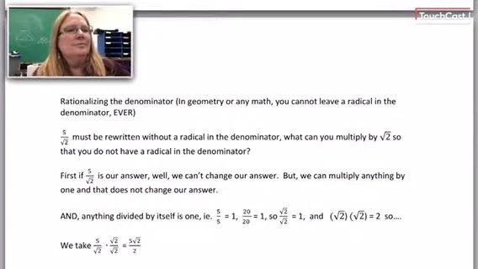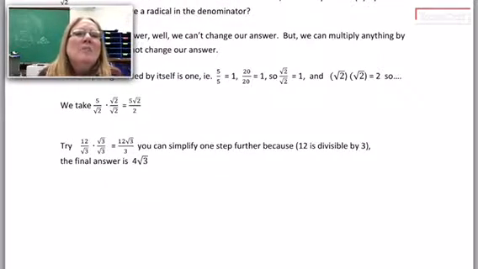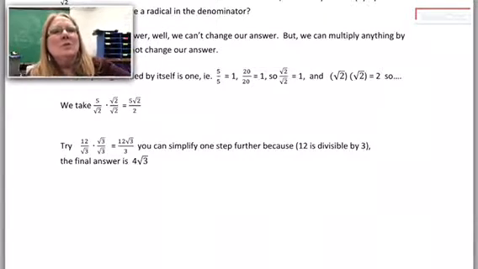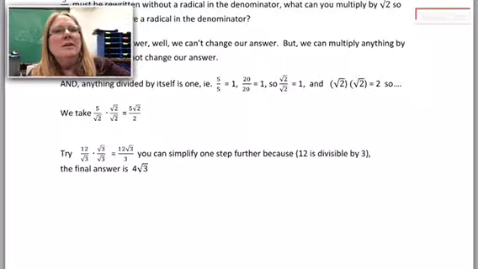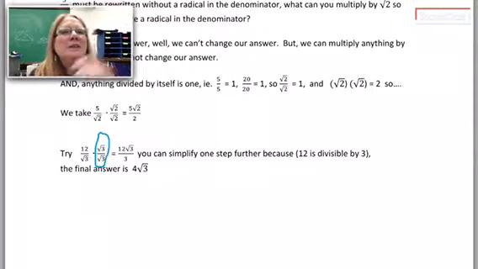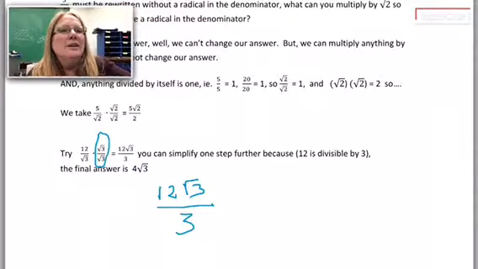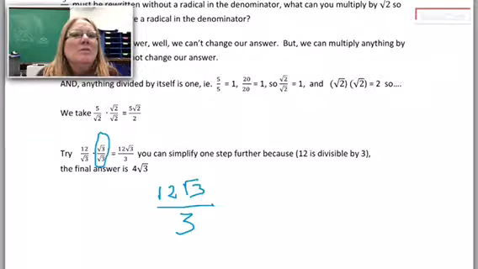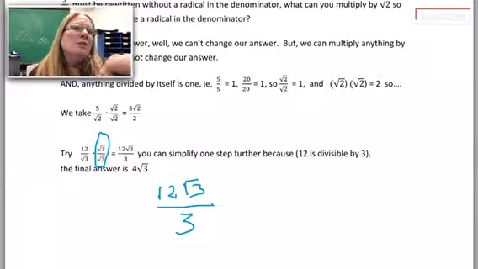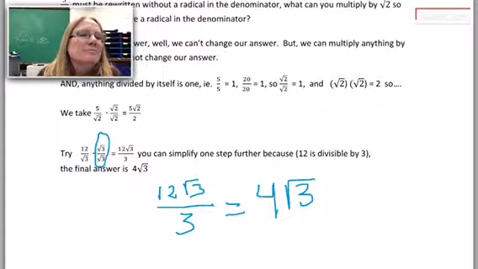Let's look at another one. 12 divided by the square root of 3. Again, we want to get rid of that square root of 3 in the bottom. So we're going to multiply by the square root of 3 over the square root of 3, because that's 1 and it doesn't change our answer. Well, then we end up with 12 square root of 3 over 3. So that is fine. However, we can still simplify one step further, because we know that 12 divided by 3 is 4. And so your final answer will look like this.